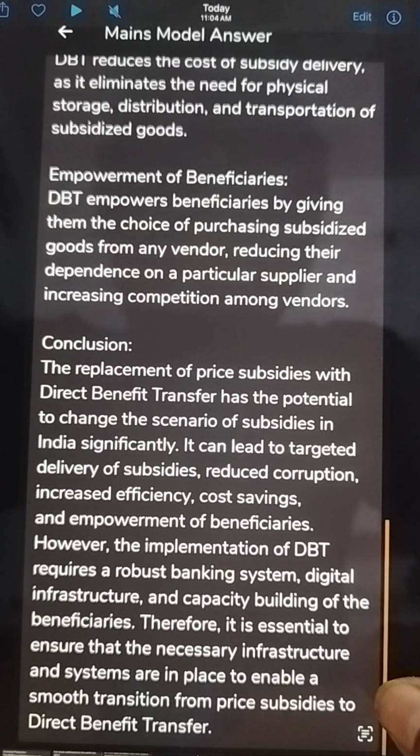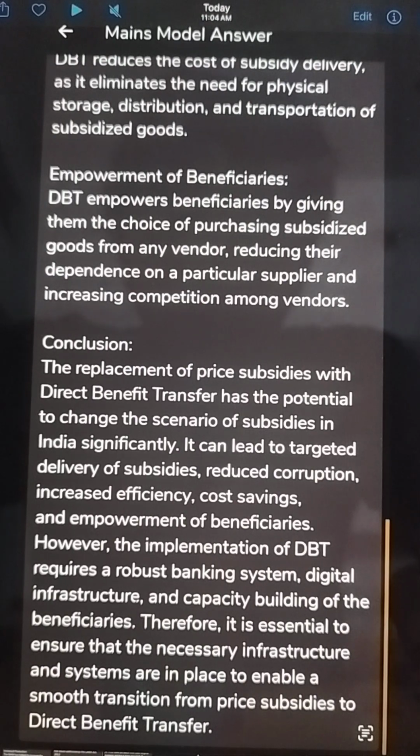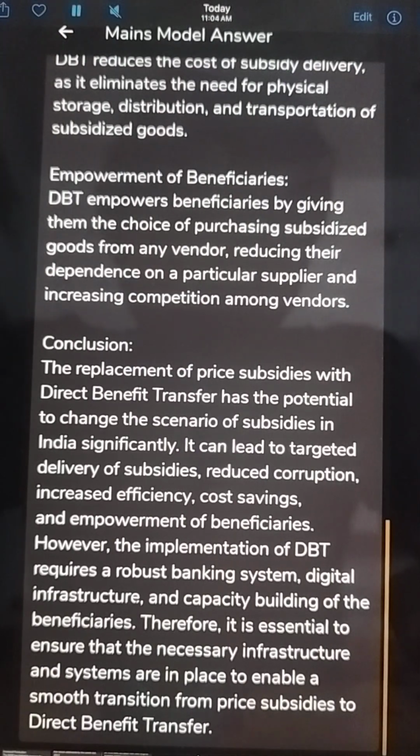However, the implementation of DBT requires a robust banking system, digital infrastructure, and capacity building of the beneficiaries. Therefore, it is essential to ensure that the necessary infrastructure and systems are in place to enable a smooth transition from price subsidies to direct benefit transfer.